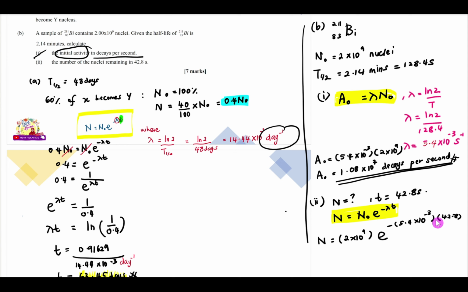Pastikan you punya decay constant ni dalam second, 5.4 times 10 power of negative 3 per second, when your T here, 42.8 given in this question is in seconds. So in this one you can try to solve lah. Straightly tekan calculator and then you can dapat jawapan. N is 1.59 times 10 power of 9 nuclei. Unit dia, the number of nuclei kan, so tinggalkan dalam unit nuclei lah. So this is the final answer.